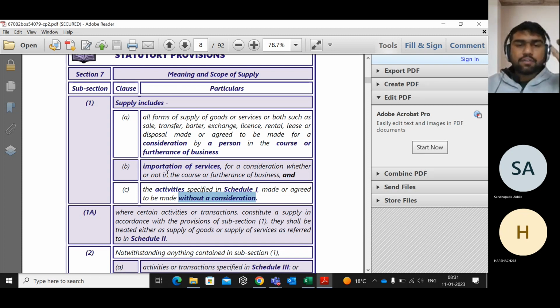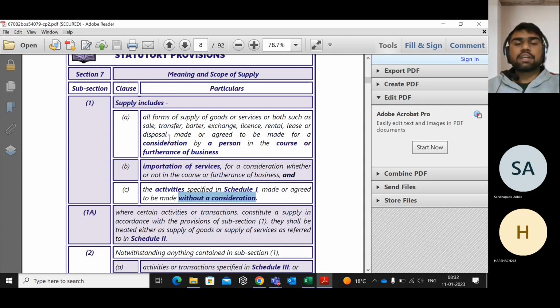That means if it falls under these categories only, then you need to pay, then it is treated as supply. Now, first you were told it should be in the course or furtherance of business. But if you are importing some services, whether or not in the course or furtherance of business, then it is treated as supply. Importing services, whether or not in the course or furtherance of business, is treated as supply.